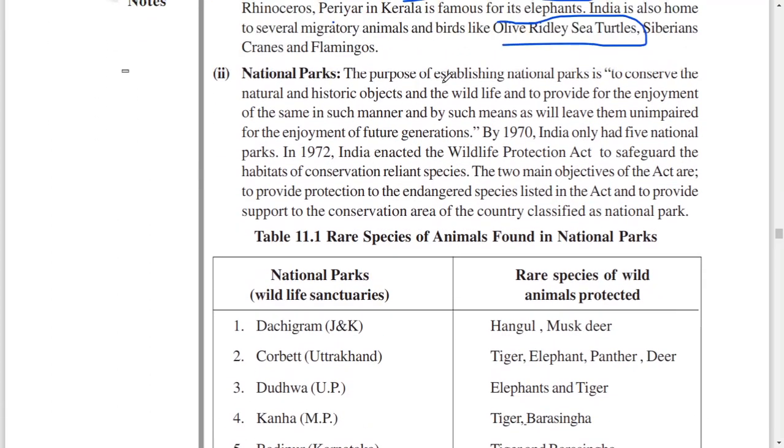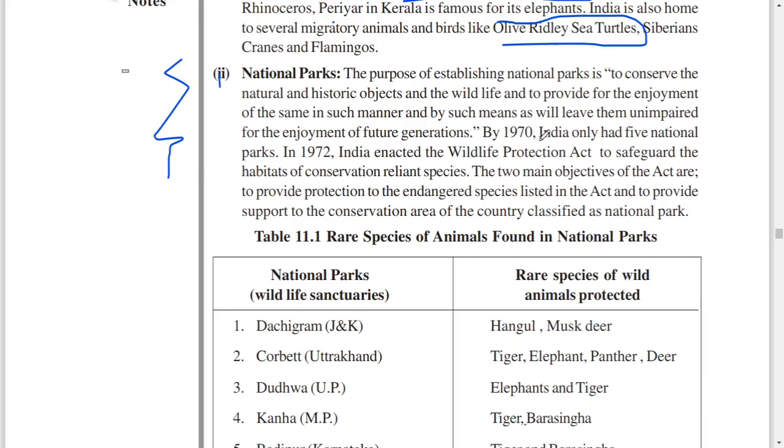Then what are national parks? The purpose of establishing national parks is to conserve the natural and historic objects and the wildlife and to provide for the enjoyment of the same in such manner and by such means as will leave them unimpaired for the enjoyment of future generations. To protect animals, birds and plants, there are national parks established.